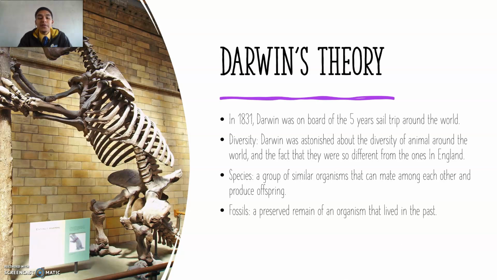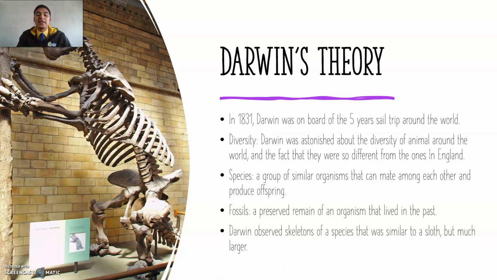All right, we also have fossils, a preserved remain of an organism that lived in the past. Just like the one that you can see right over here, this is an example of a prehistoric sloth, but it was way larger than the ones that we can see right now, and that was related to Darwin's theory as well. Darwin observed the skeletons of a species that was so similar to a sloth, but much larger. So here you go. Right here at the bottom, you can see a small picture of a sloth, and right next to it you have the fossil.